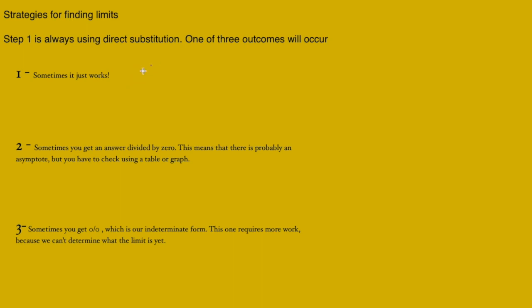So my first one, for outcome 1, is the limit as x approaches 3 of x squared minus 4 over x plus 3. And when you see this, you might be thinking to factor right away, but the first thing you always try is direct substitution, because sometimes it just works.